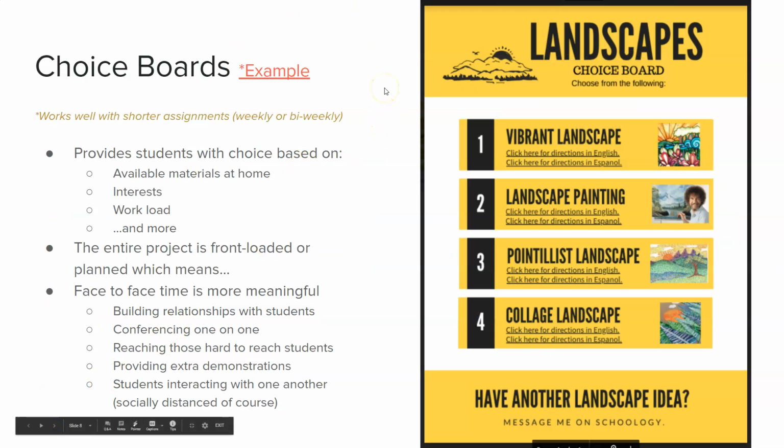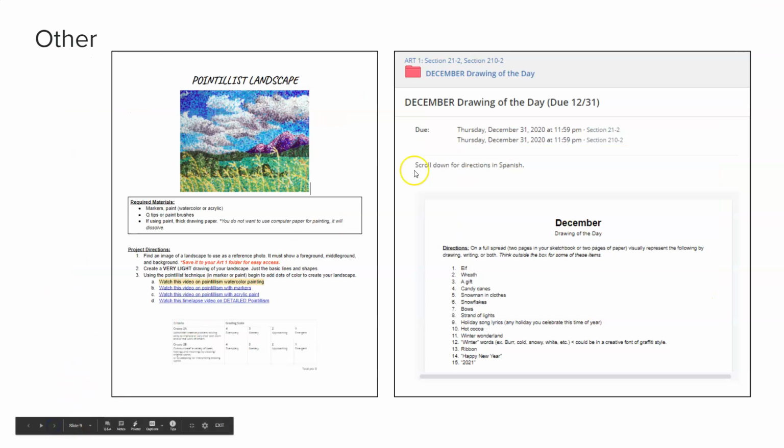And choice boards. I think, again, these might work well with shorter assignments, maybe weekly or bi-weekly, but providing students with choice really reaches those students that may have limited access to supplies at home. Again, the entire project is front-loaded or planned, which means your face-to-face time is more meaningful. Couple other models, the simple project sheet can be absolutely effective. And then even typing your directions directly into Schoology limits the amount of clicks for your students, and that's especially effective at the middle school level.